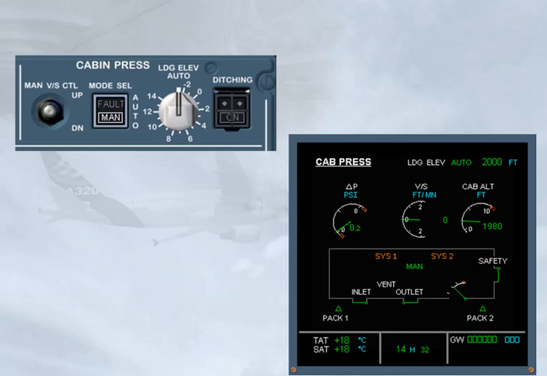If on ground, and in case of abnormal residual pressure, when speed is below 100 knots, or after all engines are shut down, and with manual mode selected, or with both CPCs failed, the residual pressure control unit, RPCU, automatically controls the outflow valve to open.